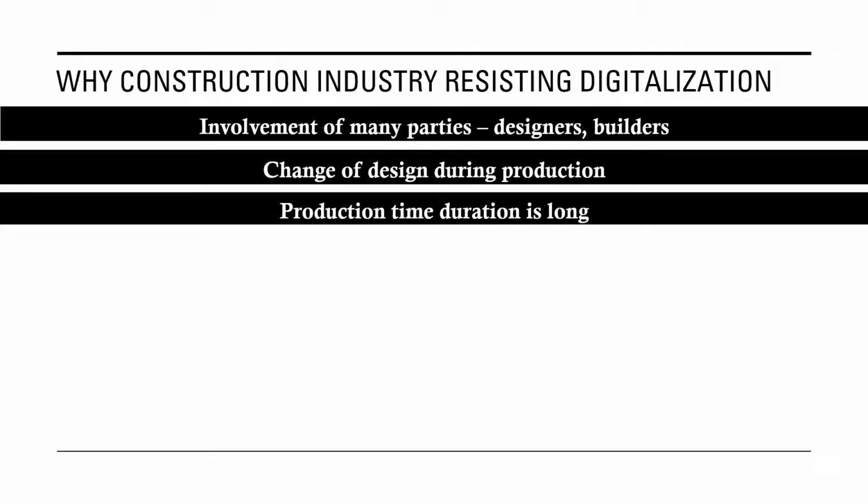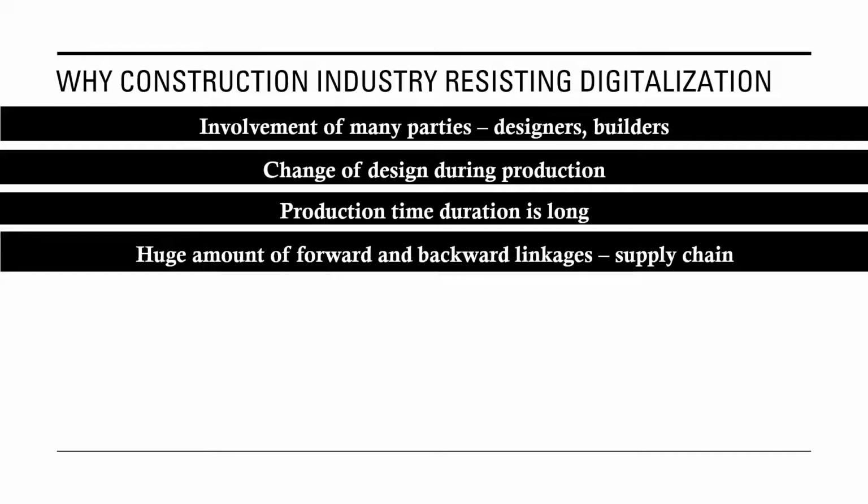Then production time duration is long. In the construction industry, production time is very long. So that is another factor why we are reluctant to implement digital technologies in the construction industry. Then huge amount of forward-backward linkages, the supply chain. I think you all know about supply chain management. Supply chain management has been used in the construction industry for a very long time.